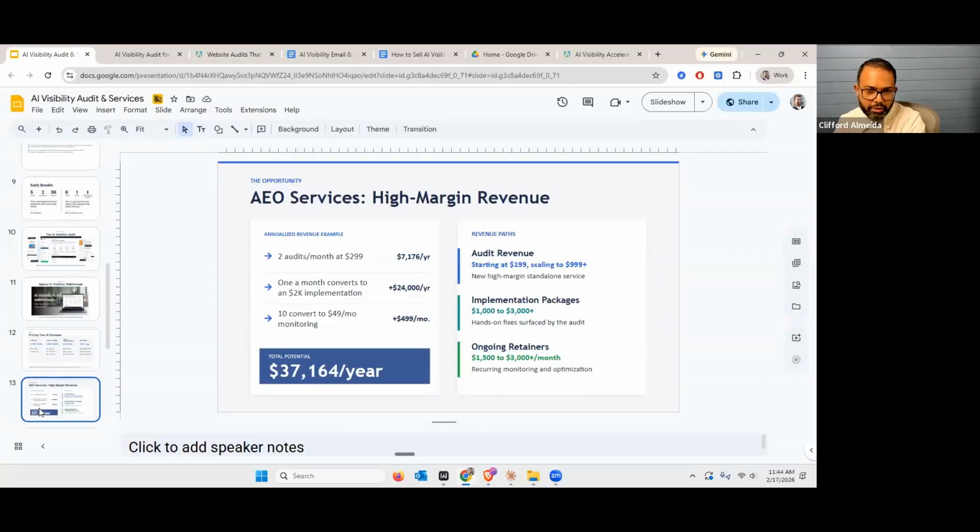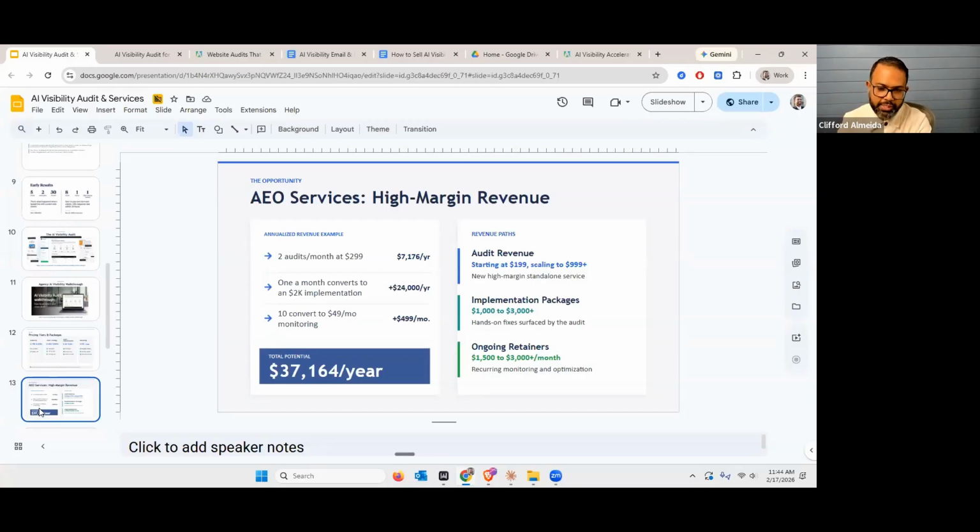And if you just did the 2000 implementation, not recurring revenue, let's just say you spoke to 5 people and one of them said, hey, let's move forward to solve my website foundational problems, and you just did one of those a month, that's $24,000. And that's not even talking about recurring revenue services.